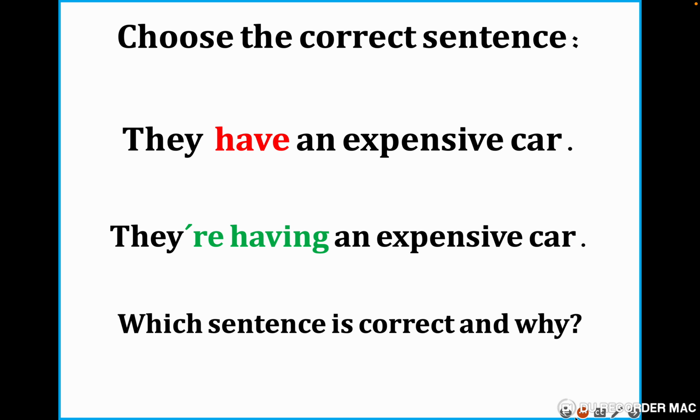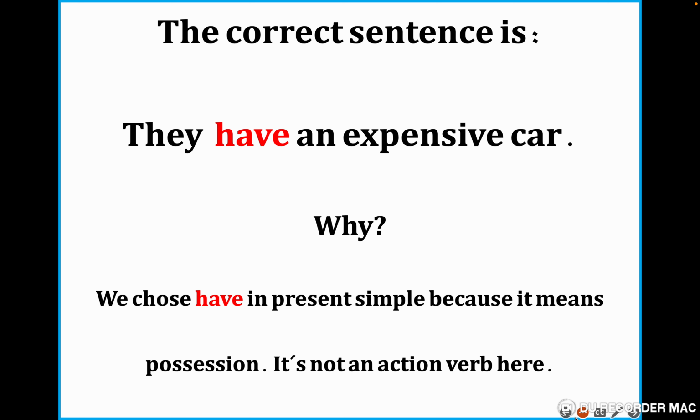Choose the correct sentence. They have an expensive car. They're having an expensive car. Have here means possession, something you have. It's not an action verb. So it's a state verb. Let's see the answer. They have an expensive car. Why? We chose have in present simple because it means possession, something you possess, you own. It's not an action verb here. So if it's not an action verb, we cannot put it in the continuous form. Let's see the next sentence.